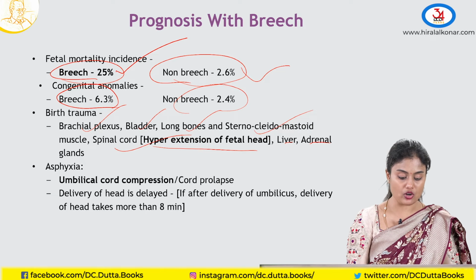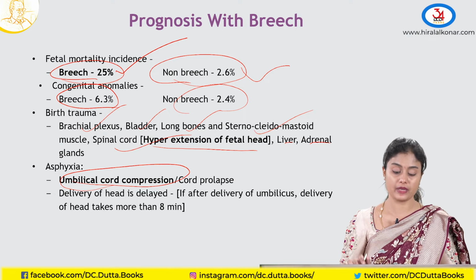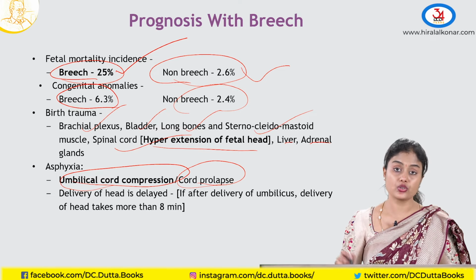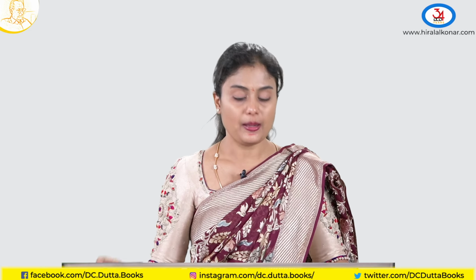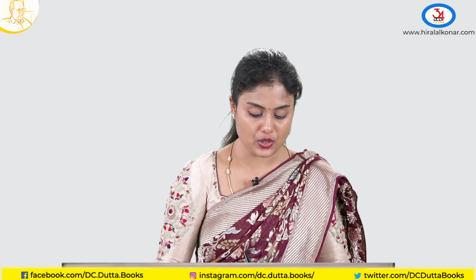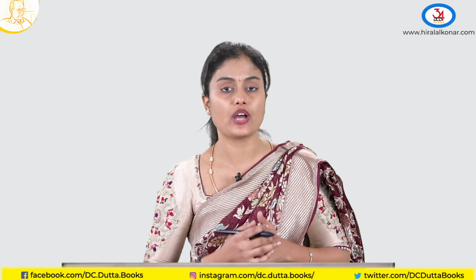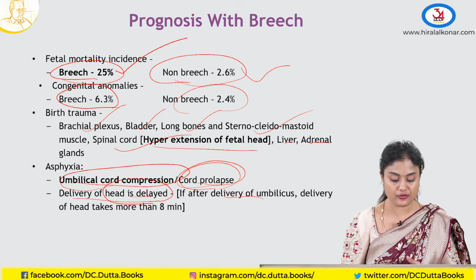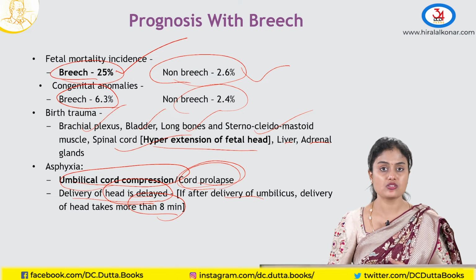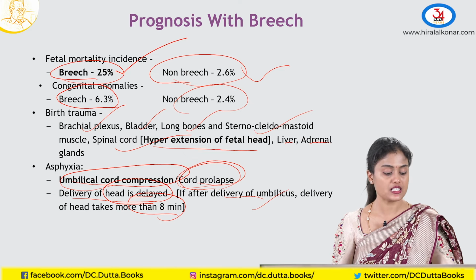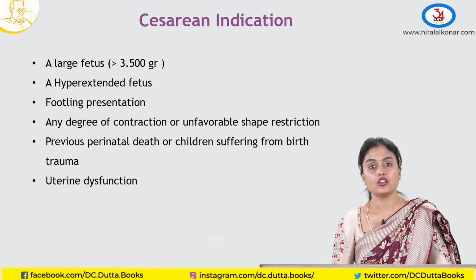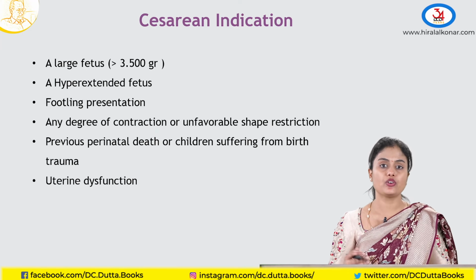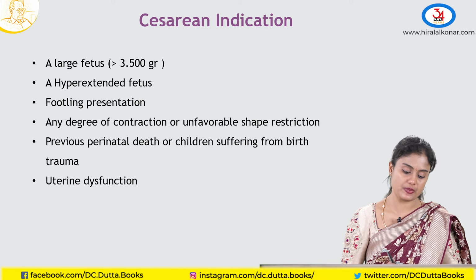Asphyxia is also quite common, firstly due to compression of the umbilical cord or due to cord prolapse per se. Umbilical cord compression and cord prolapse are quite common, which can lead to asphyxia of the fetus. If delivery of the fetal head is delayed for more than 8 minutes, then also asphyxia of the fetus is quite common. What are all the direct indications where you have to take for cesarean section in breech presentation?